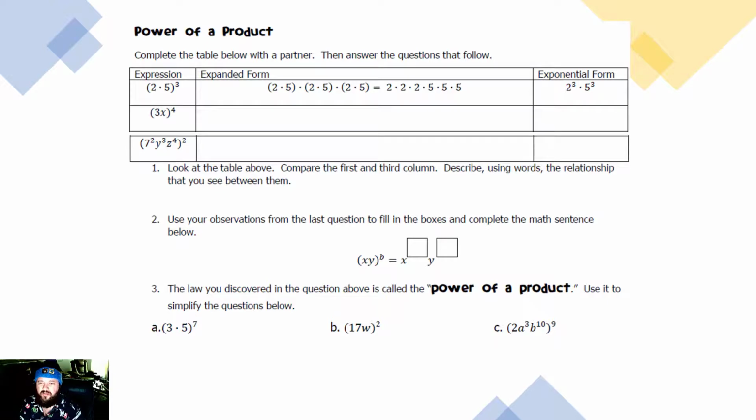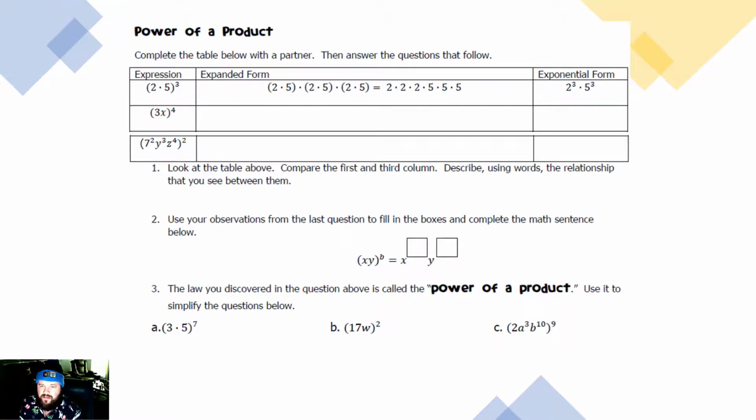Alright, so now we're going to do power of a product. With this first expression, it's 2 times 5 in parentheses raised to the 3rd power. In which case they took 2 times 5 times 2 times 5 times 2 times 5, which equals 2 times 2 times 2 times 5 times 5 times 5. So that gives us 2 to the 3rd times 5 to the 3rd. So they just distributed this power of 3 into each component inside of the parentheses.